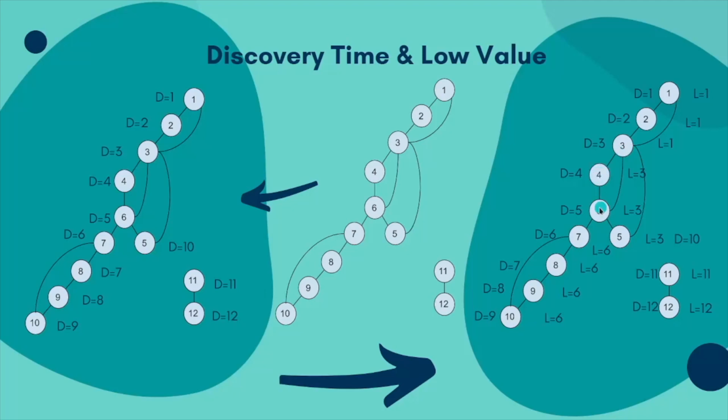After 4, we visited node 6. This is why the discovery time of 6 is 5. After 6, we visited node 7. This is why the discovery time of 7 is 6, and the discovery time of 8 is 7, and then 9 is 8, and the discovery time of 10 is 9.